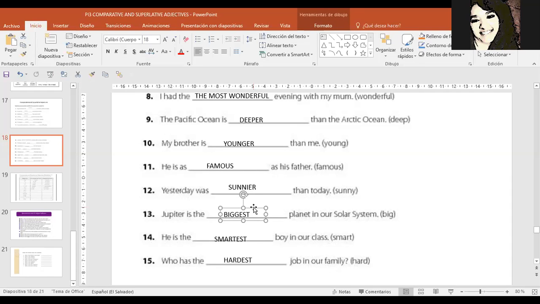Y si dijéramos, teacher, por ejemplo, el sol es más grande que el planeta Tierra. We say the sun is bigger than the earth. Okay. Thank you, miss. You're welcome. Don't worry. I know it's a little bit tricky. Yo sé que es un poquito tricky, ¿verdad?